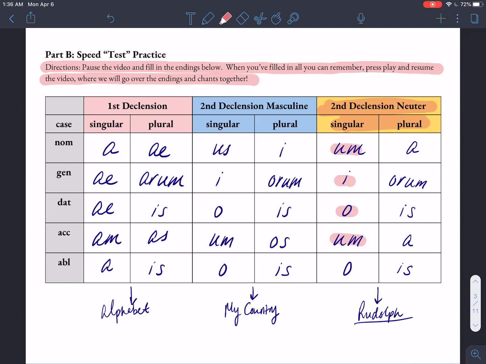U-M-I-O-U-M, O-A-O-R-U-M, I-S-A-I-S. That's the neuter second declension.